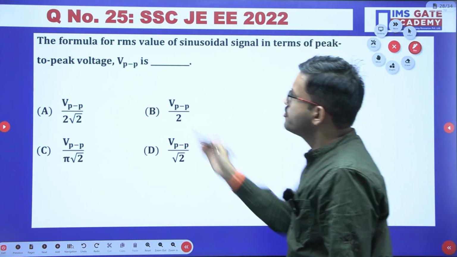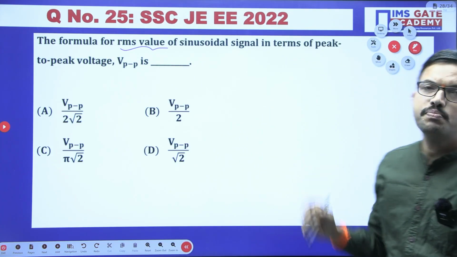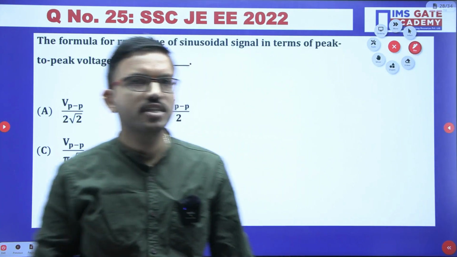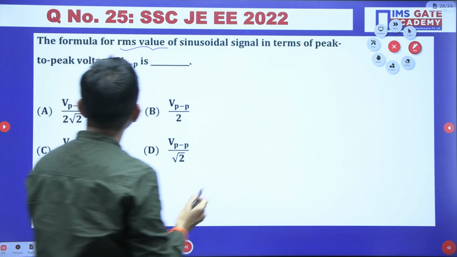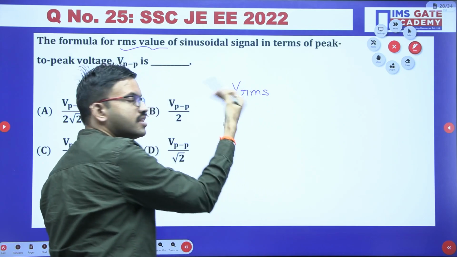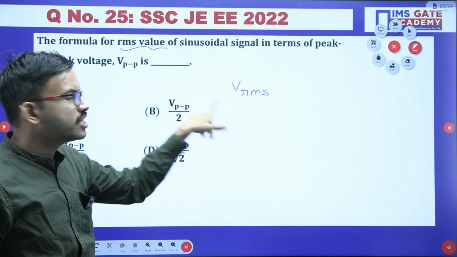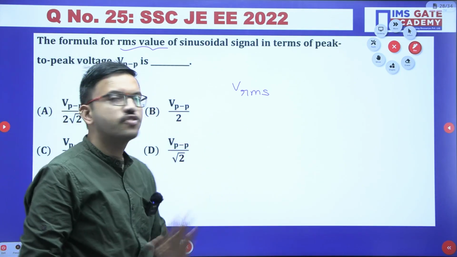See, the formula for RMS value of sinusoidal signal in terms of peak to peak voltage they are asking. In terms of peak to peak. So in this question they have mentioned with respect to voltages, so accordingly I am considering. In the previous question they mentioned with respect to current, so I considered the current notation. Here in this question they mentioned with respect to voltage, accordingly voltage notation. That's all.